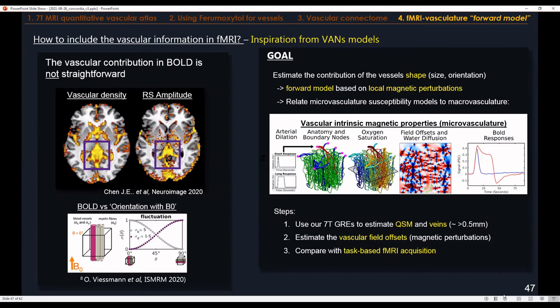However, here we will not use the blood flow yet. We wanted to concentrate on the susceptibility at each point. But at some point in the future, we will try to add the blood flow to this model. So here, we will use the atlas that we had earlier, estimate the QSM from it, derive a vascular field offset, and then compare it to task-based fMRI acquisition.